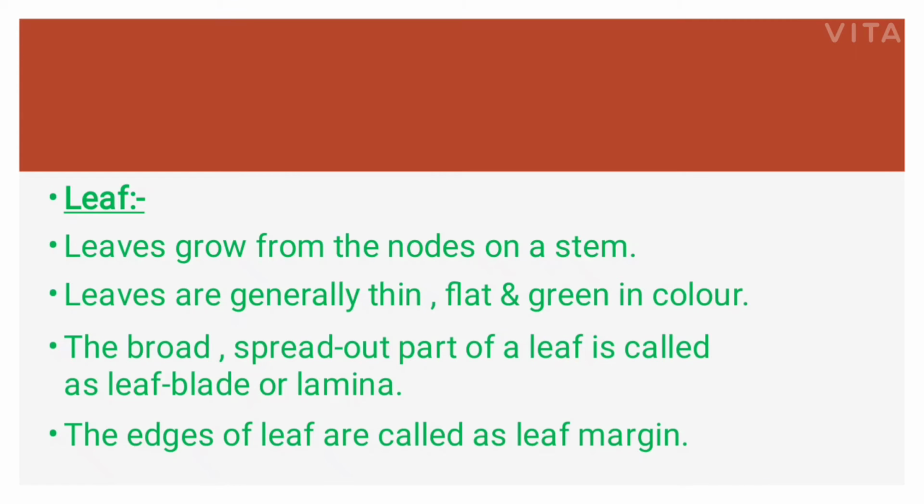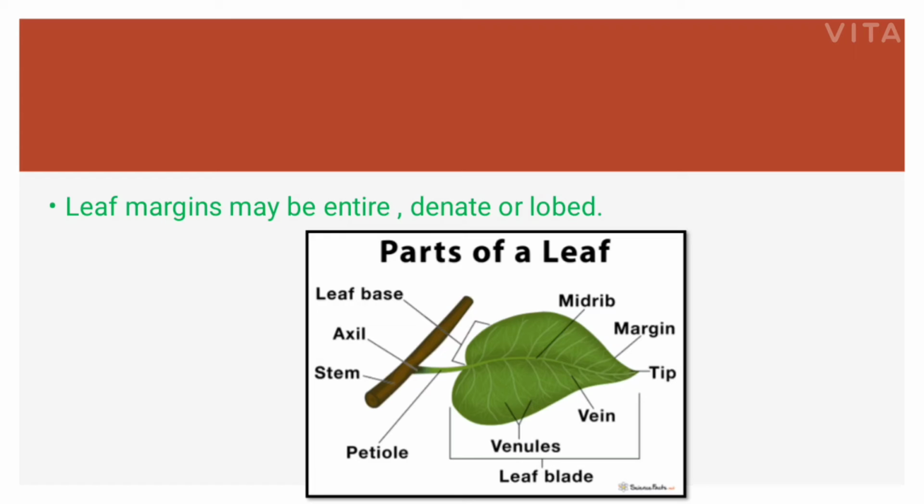Then leaf. Leaves grow from the nodes on a stem. Leaves are generally thin, flat and green in color. The broad spread-out part of the leaf is called the leaf blade or lamina. The edges of the leaf are called the leaf margin. The leaf margin may be entire, dentate or lobed.